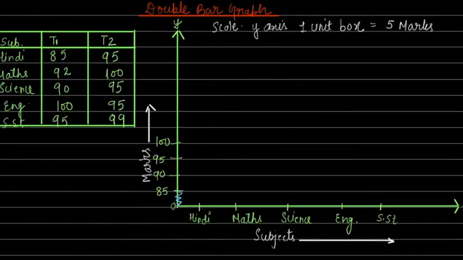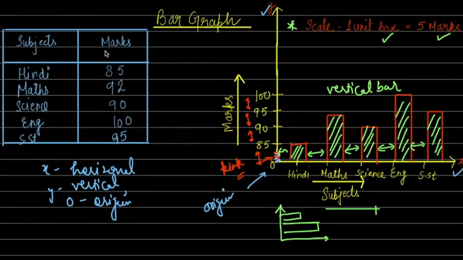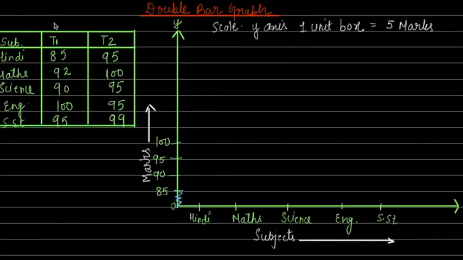Next we have double bar graph. So in the previous graph, if you see what we have taken, these were the marks of term 1 of a student in Hindi, Math, Science, English and SST. Now in the double bar graph, for the same child, these are the same marks, and now we have the marks of term 2 as well. Now we have to represent the data in this double bar graph.